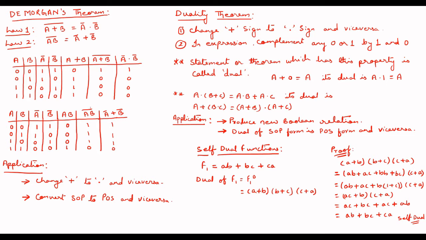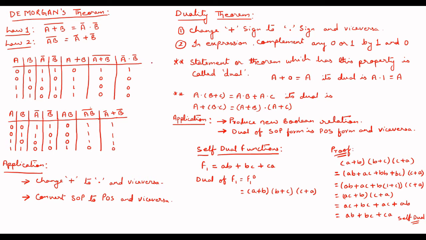Coming to the next one, the duality theorem. This duality theorem helps in changing the OR operator sign to the dot sign and vice versa. And in expressions, it complements any 0 or 1 constants. I mean to say that if in expressions we have 0 or 1, it will complement that and replace 0 with 1 and 1 with 0.